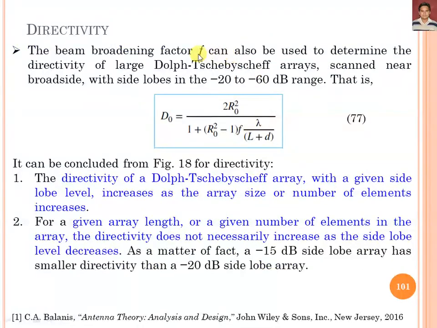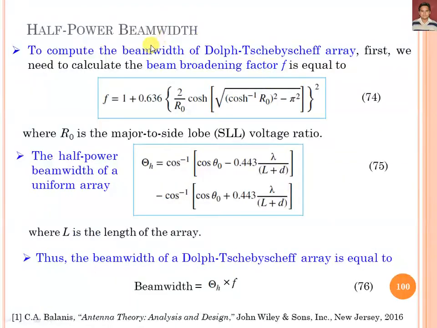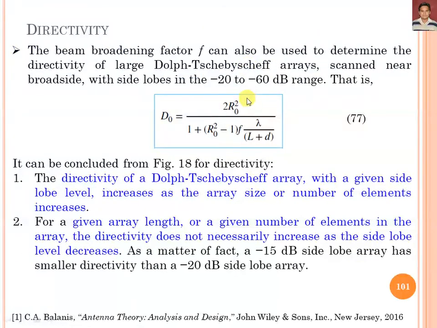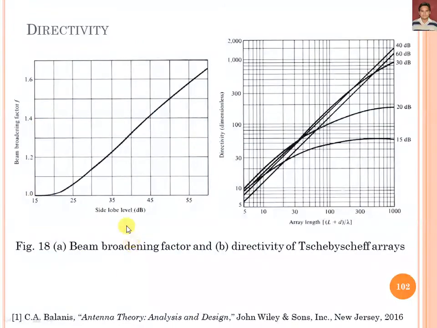We have to draw the pulse broadening factor as well as the directivity for the different values from -20 to -60 dB in this figure. As you can see here, the directivity lies between 15 and around 60, and the value increases linearly when the beam broadening factor also increases as the side lobe level increases. This is the directivity analysis. Here this is the plot of array length L plus d versus the directivity.